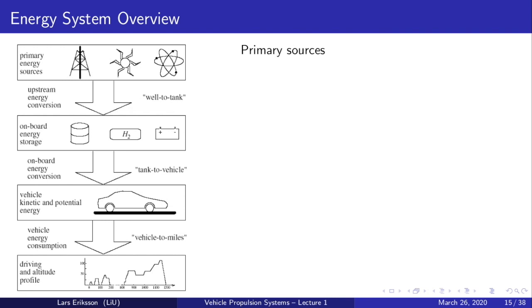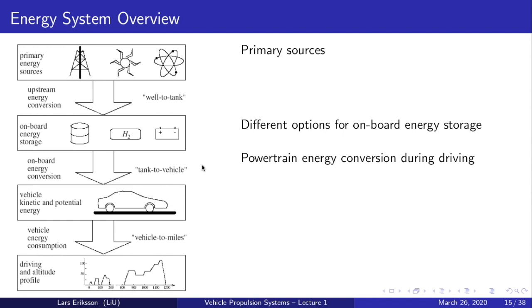So we're following the energy from its primary sources down to the tank where we're storing the energy, and then inside the vehicle it is converted to energy that will propel the vehicle so that the vehicle will roll forward. And this analysis that we will do will have a cut here at the wheels, so we'll look at the powertrain, what it's doing, and then we're following what the vehicle is doing and, for example, the speed profile that we're following.